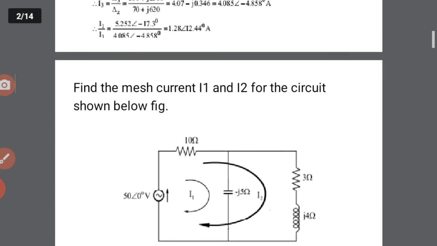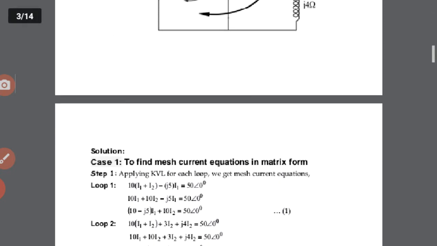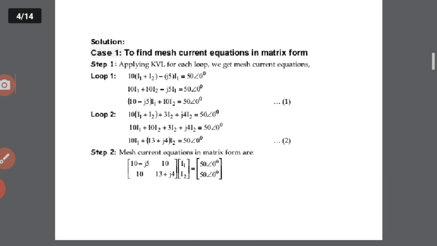Next, go for another problem. Find mesh currents I1 and I2 for the circuit shown in the figure. Simply we will go for another method in this case, that is to find the mesh current equations in matrix form. So apply KVL for each loop, we get the mesh current equations.